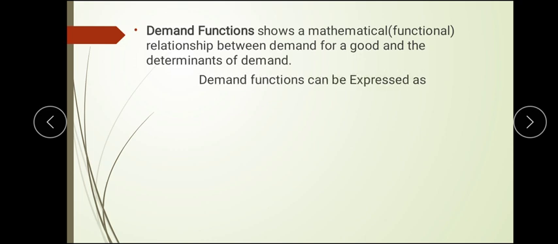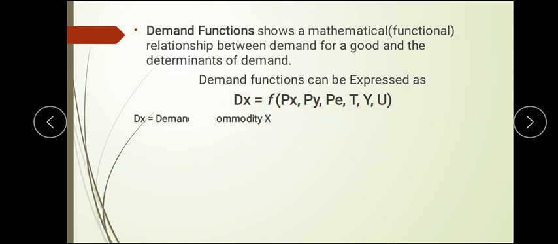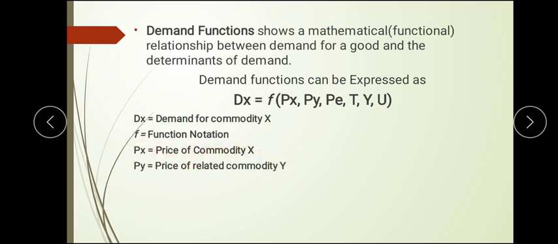Let us see. The demand function can be expressed as a mathematical formula: Dx equals f, where f means function, of Px, Py, Pe, T, Y, U. So what are these different terms? Dx means demand of commodity x, f means function, Px means price of commodity x, Py means price of related commodities y, and Pe stands for expectations regarding future prices, like whether in future prices are going to rise or fall.